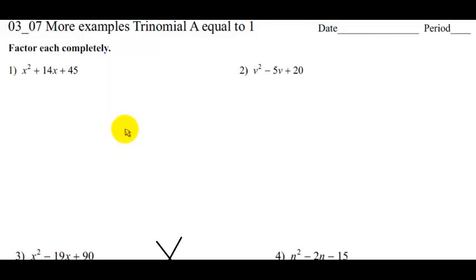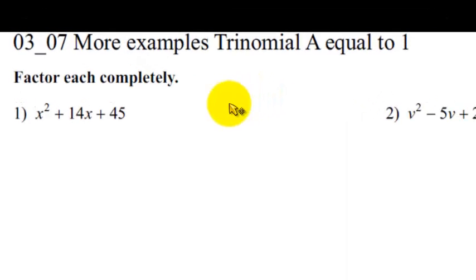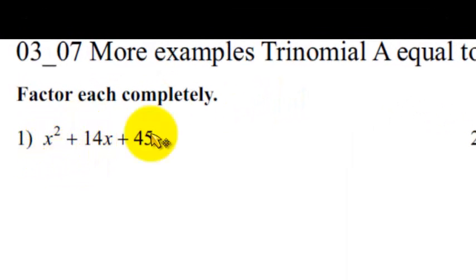Let us discuss more examples on how to factor trinomials wherein a is equal to 1. In our first example, our c is equal to positive 45. So the signs of the factors of 45 should be the same sign as our b, which is positive. So the factors of 45 that we have to consider should be both positive.